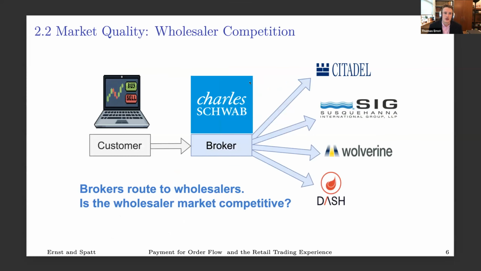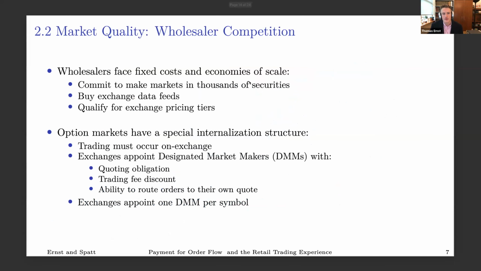The second concern I want to highlight is whether this market itself as a whole is competitive. If you think about a broker, they're doing the best they can. They're ranking these wholesalers based on how they do. But we have to think, are these wholesalers all equal? Who's in this wholesaler market? And the problem here is that wholesalers actually face very large fixed costs and economies of scale.